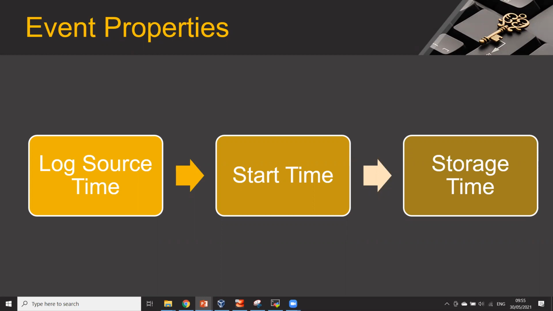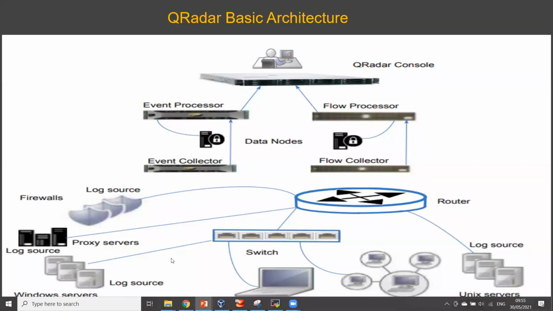The second is start time. Start time is when the event enters the QRadar event pipeline. As you know from the previous video, the event pipeline starts from the QRadar collector. That is the first time a timestamp is tagged, and that time is called start time. And the last timestamp used is storage time, when the event is actually stored at the event processor or maybe at the data node, and that time is recorded as storage time. So I will explain with the diagram.